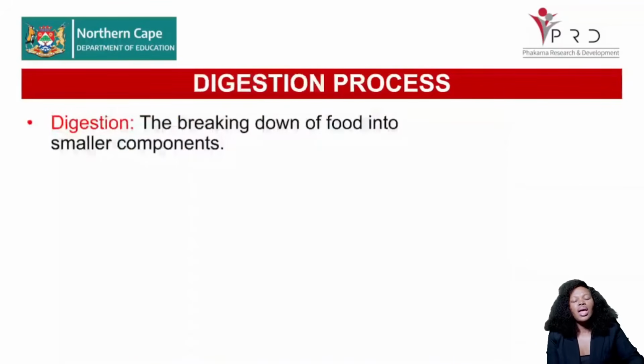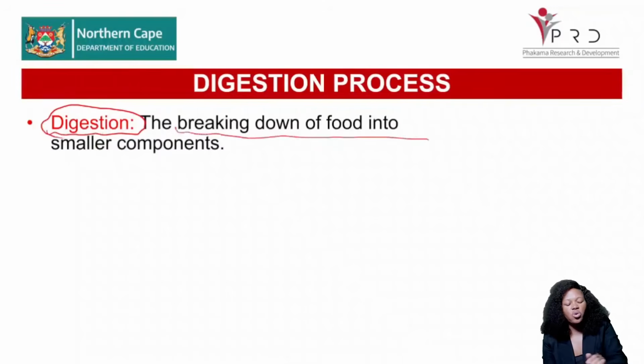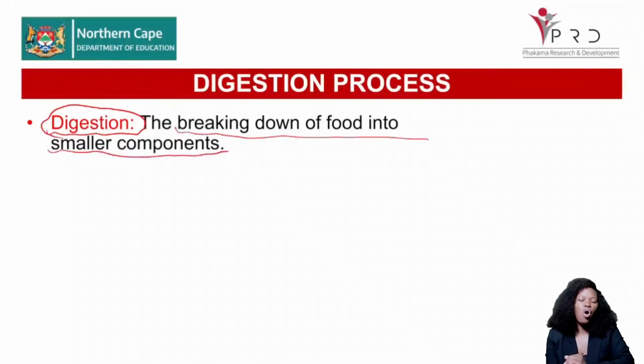Now, as we have already done a bit of introduction of animal nutrition, let us get into digestion as a process. What is digestion? The breaking down of food into smaller components or particles. We said animal nutrition is a study of nutrients, how nutrients are digested and absorbed by the farm animals. And the process responsible for this breaking down of food particles is called digestion.